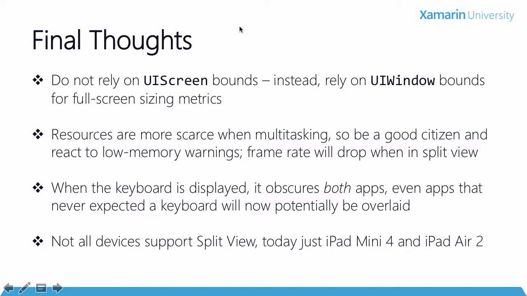All right, so some final thoughts on this. We want to make sure a few things, that we don't rely on the UIScreen bounds, because as you can see, that's going to change dramatically. Instead, we want to rely on UIWindow bounds for full screen sizing kinds of metrics. Keep in mind that when you are multitasking, the resources are going to be more scarce. So we want to make sure that we react to low memory warnings, and that we don't take up a lot of resources if we're going to be part of that split.